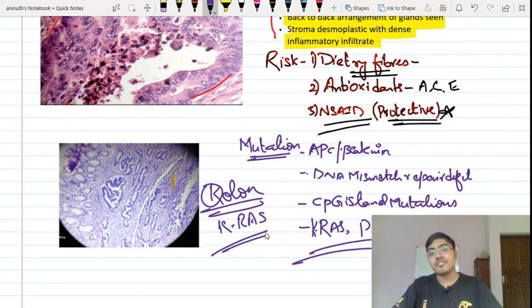So yes, these are certain features so far as the adenocarcinoma is concerned. So with that, we come to the end of all discussions of the slides that are possibly kept in the examination. Thank you.